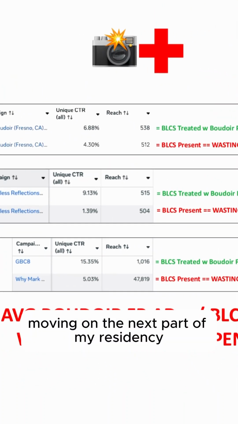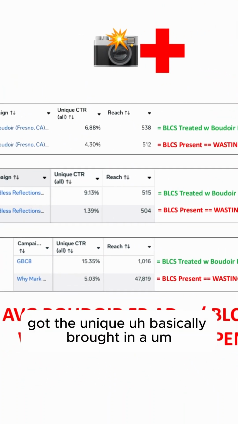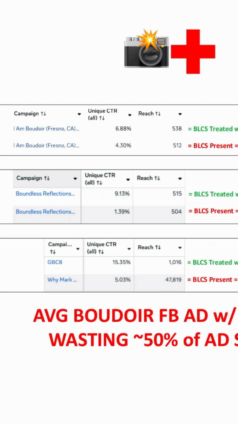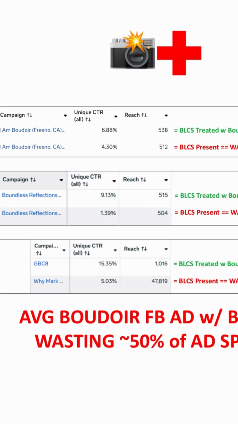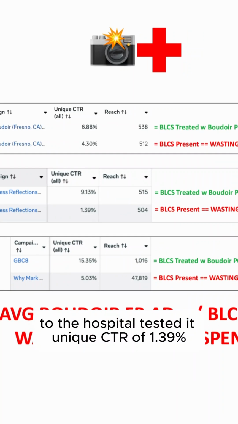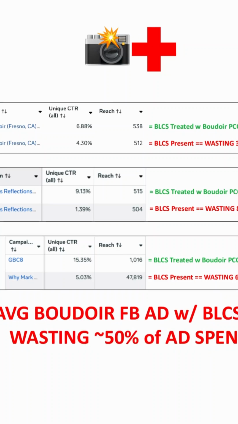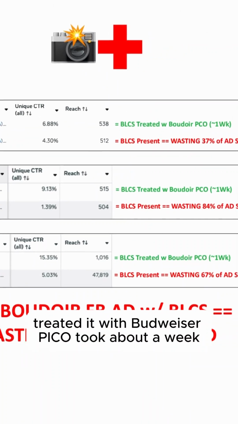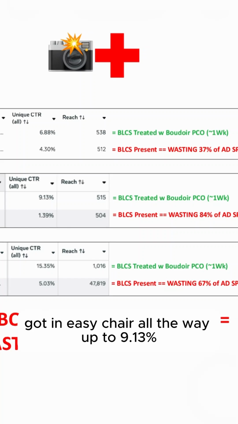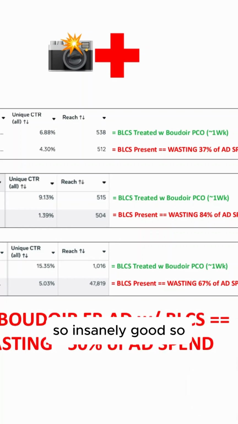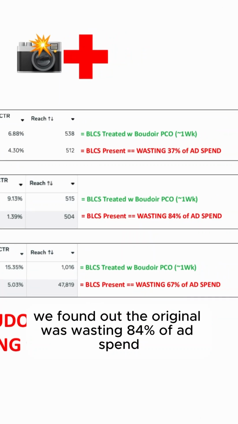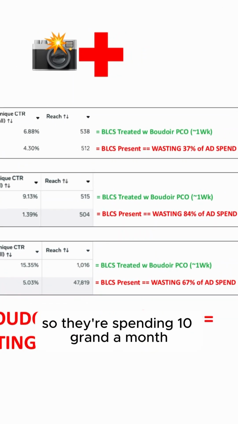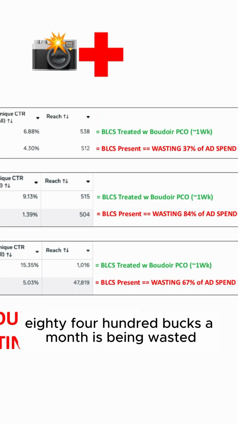Moving on, the next part of my residency, brought in another Boudoir Facebook ad to the hospital, tested it, unique CTR of 1.39%, found out that BLCS was present, and actually duplicated it, treated it with Boudoir Pico, took about a week, got the unique CTR all the way up to 9.13%. So insanely good. So we found out the original was wasting 84% of ad spend. That's a ton of money. So they're spending 10 grand a month. Literally 8,400 bucks a month is being wasted.